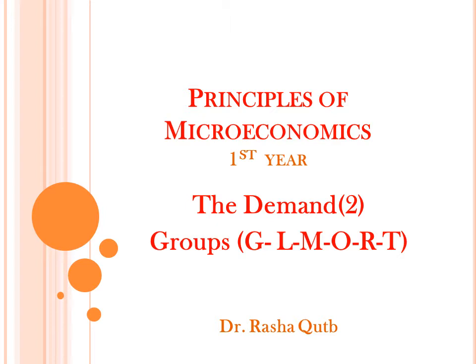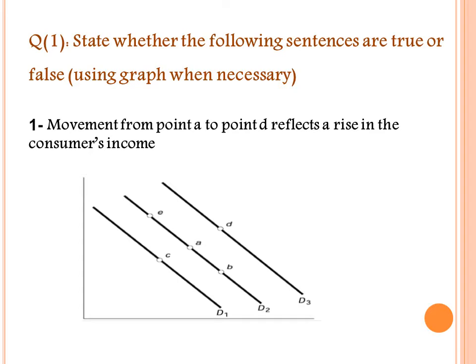Let's continue solving some applications relating to the demand topic. First, state whether the following sentences are true or false. Number 1. Movement from point A to point D reflects a rise in the consumer income.